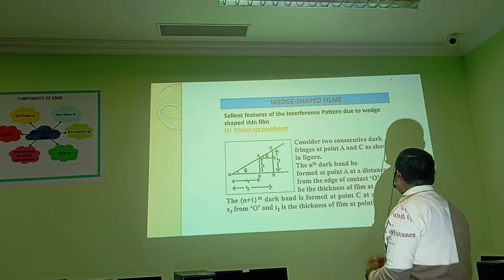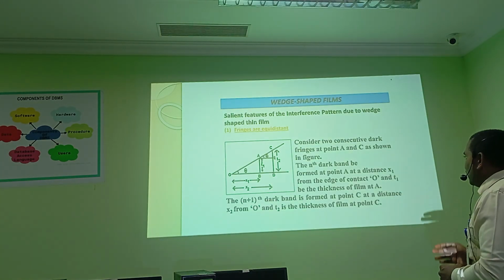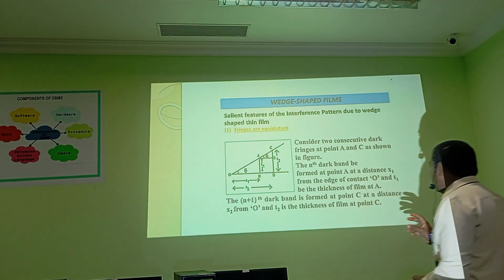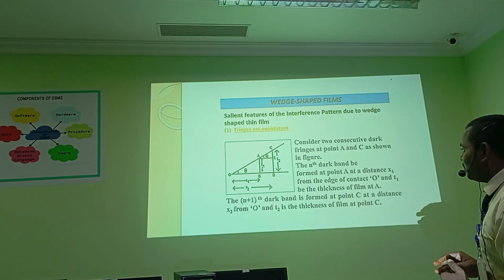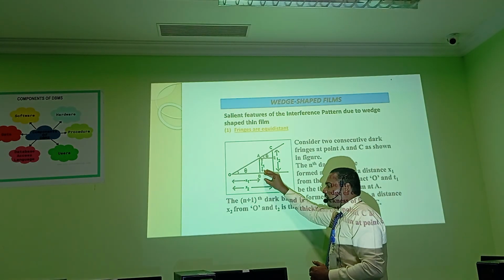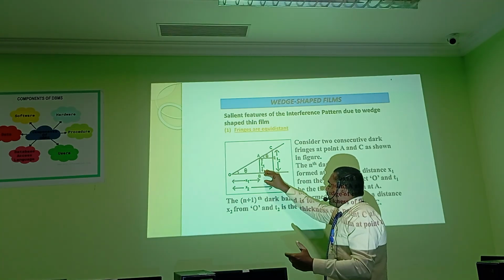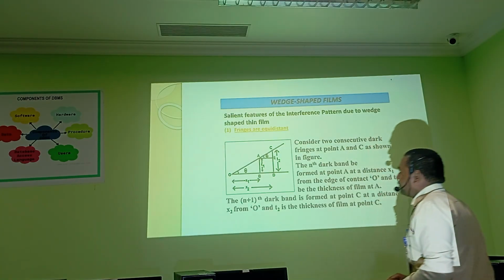Consider two consecutive dark fringes at points A and C. In the figure, the nth dark band will be present, and a straight line band will be present. The dark band forms at point C, with t2 the thickness of the film at C. The experiment is used to find the thickness of the air film in order to find the diameter of the thin wire.